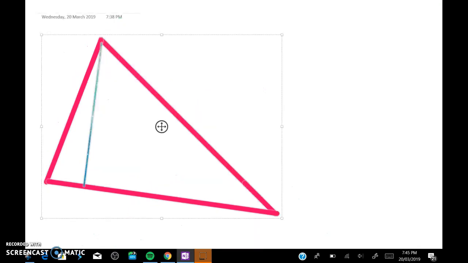Okay, so that's just a spare triangle. So here's my triangle, let's put some things on again. So here's big A, big B, and big C.